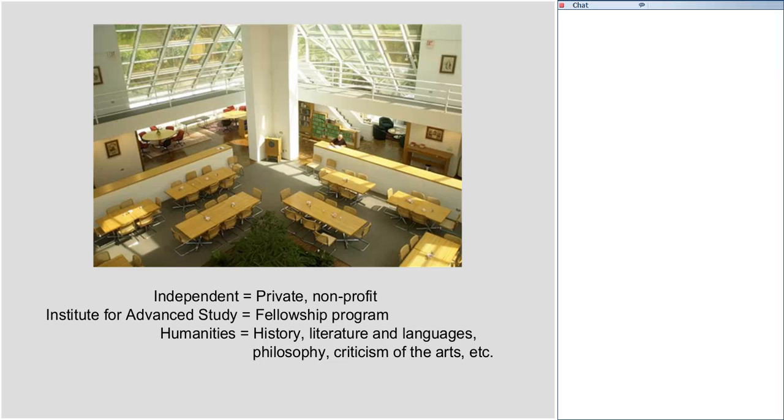which means that our main program is a fellowship program that brings college and university professors to the center, usually for an academic year, to research and write on the humanities. Topics in history, literature and language study, philosophy, criticism of the arts, that sort of thing. We opened in 1978. Since then, we've had about 1,100 scholars work here, and as a result of their research done at the center, about 1,200 books have been published.